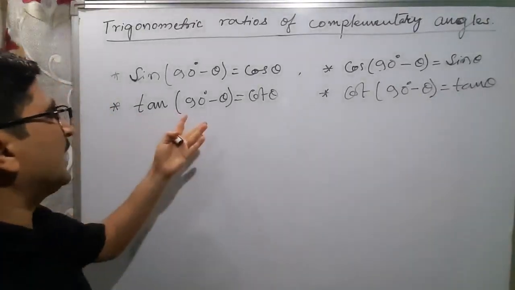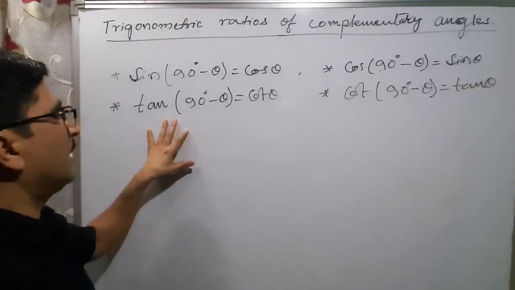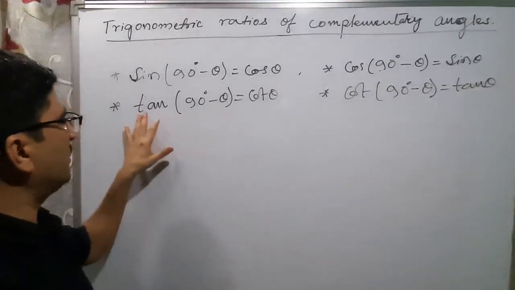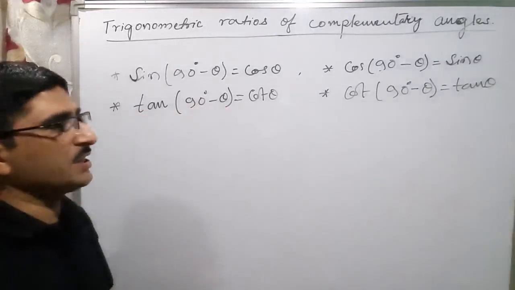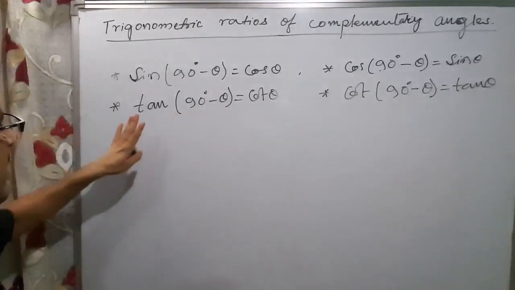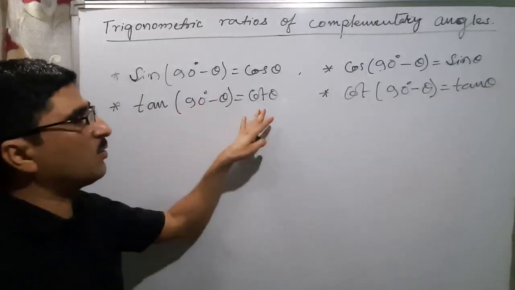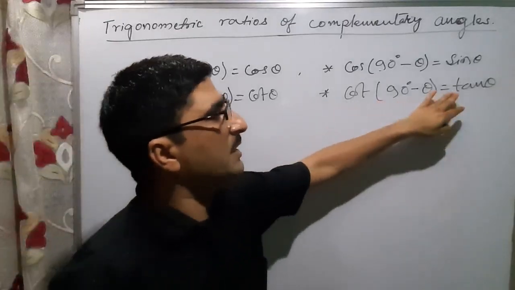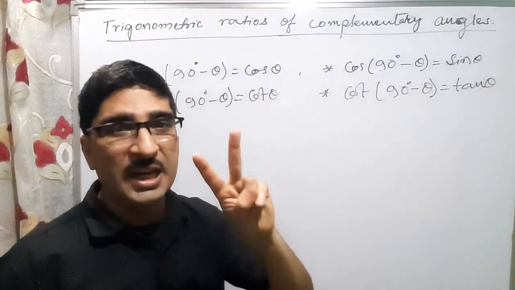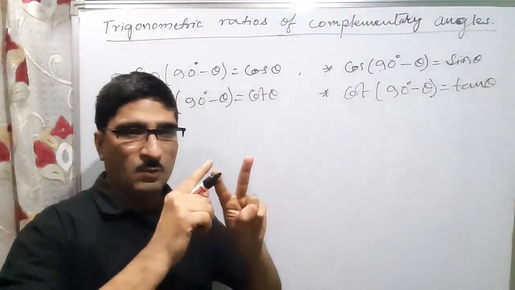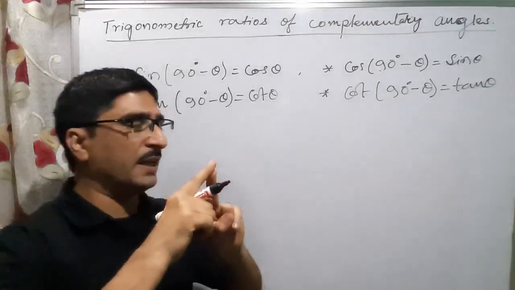So cot and tan have two direct relations. The first one is the reciprocal relation between tan and cot. And the second one is the complementary relation, that is tan of 90 minus theta equal to cot theta and cot of 90 minus theta equal to tan theta. So we are getting two direct relations between tan and cot, one is reciprocal, another one is complementary relation. We have to understand it that way.